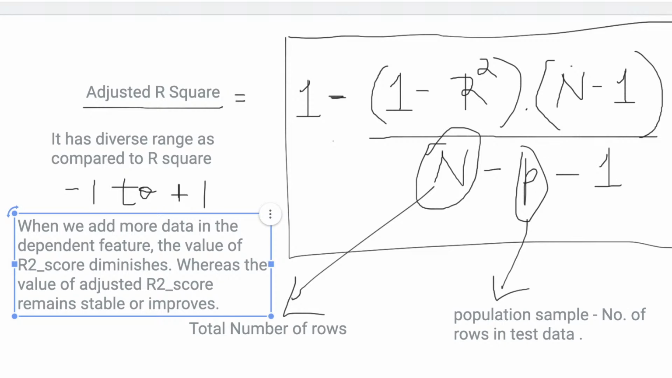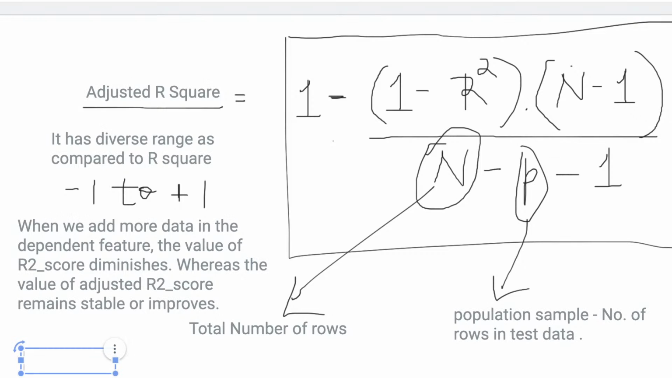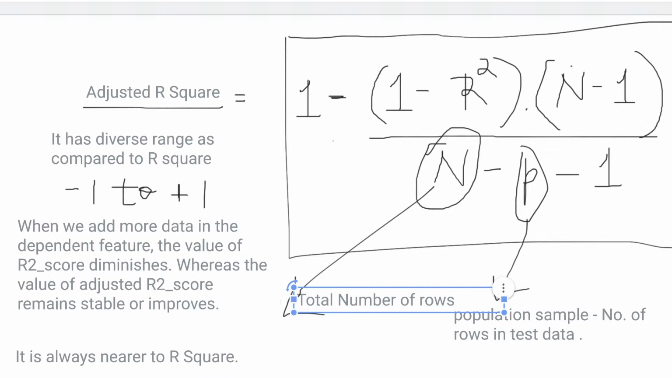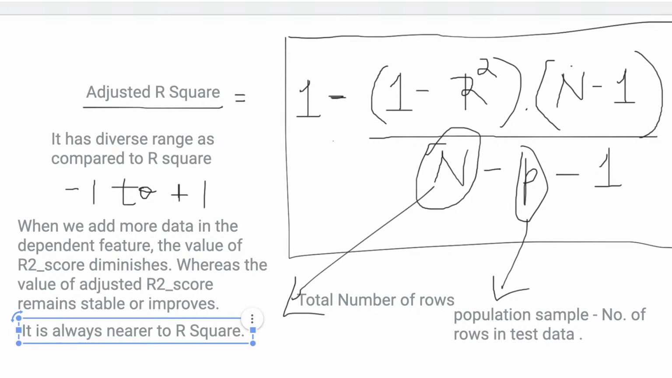Let us discuss the third, very important property of adjusted R square. It is always nearer to R square. This is the third property of adjusted R square. Adjusted R square is always nearer to R square.